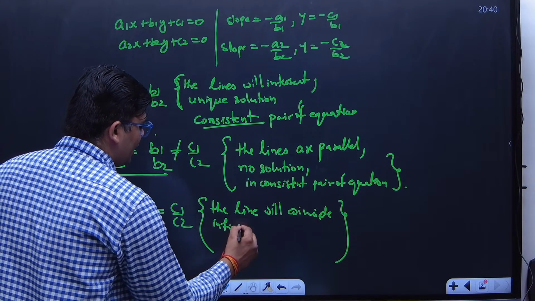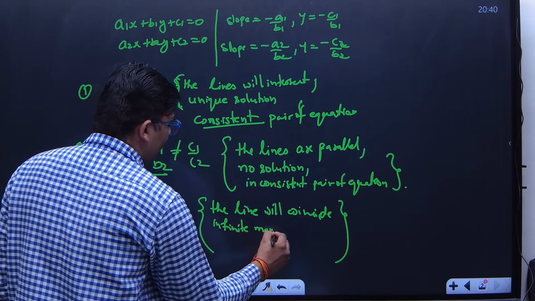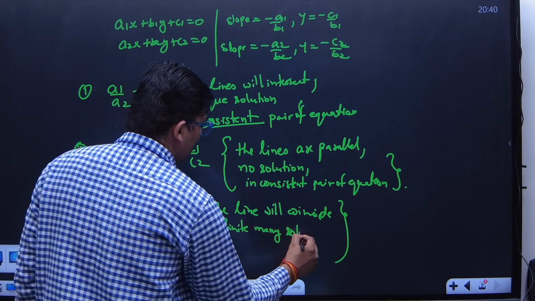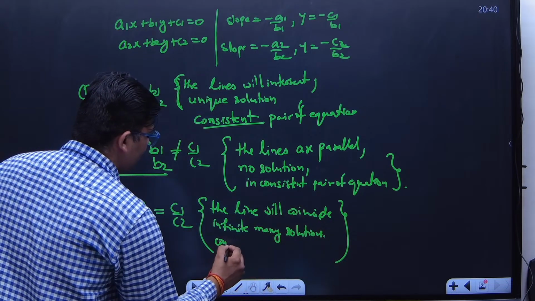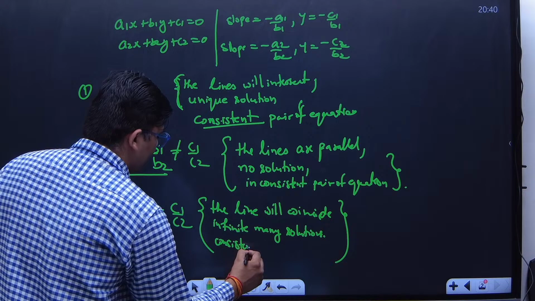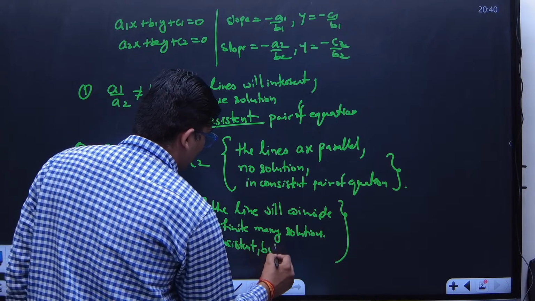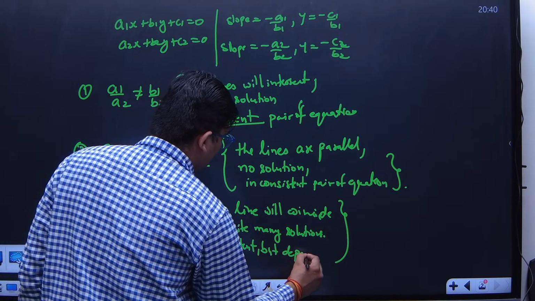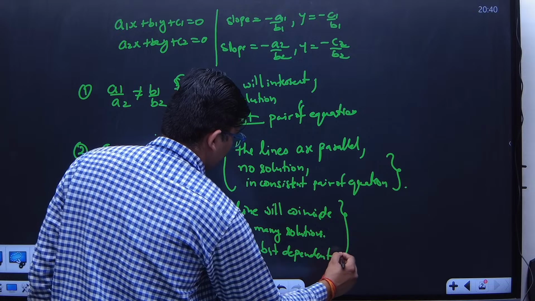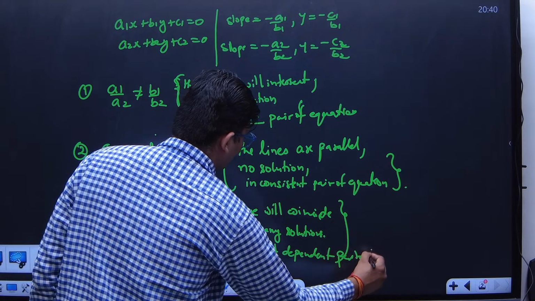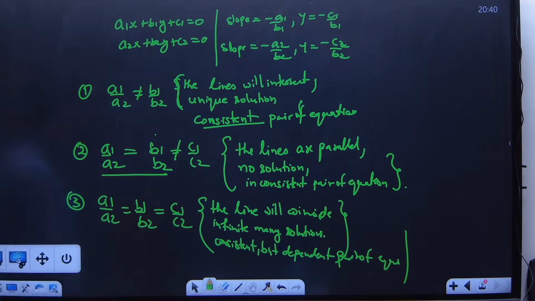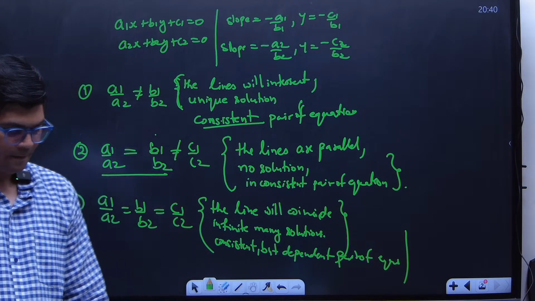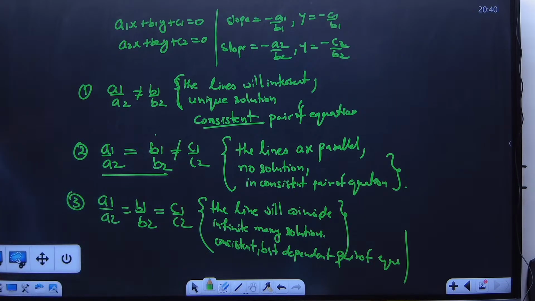For a single line, how many solutions will you have? Infinitely many solutions. Or we can say consistent but dependent pair of equations. Dependent means for every x you will get one y. All right.